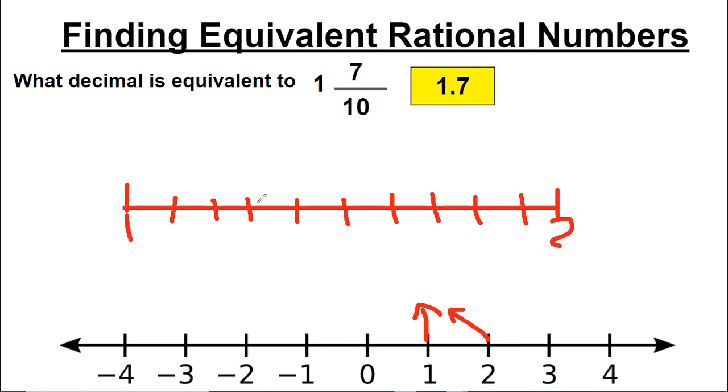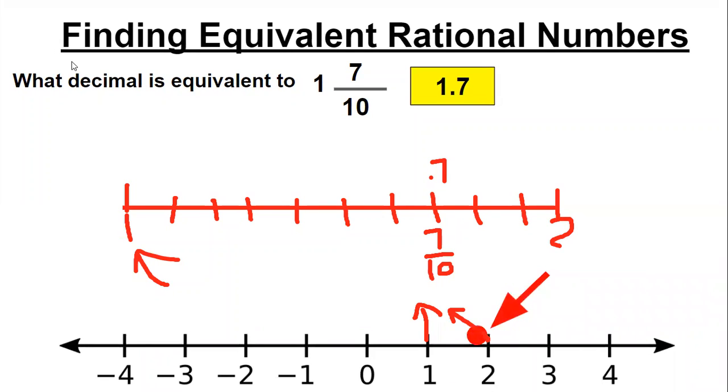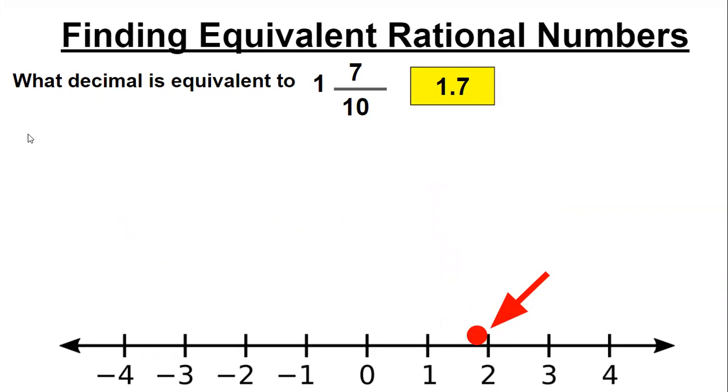So 1, 2, 3, 4, 5, 6, 7. This is the 0.7 spot. So that is really 7 parts out of 10. And because we passed the 1 over here, we would write 1.7. That means 1 and 7/10. Read the decimal point as the word "and." Okay. Let me clear my drawings now. There is 1.7, about.